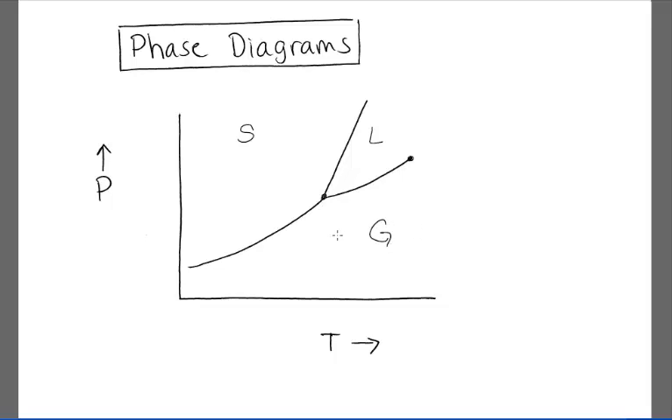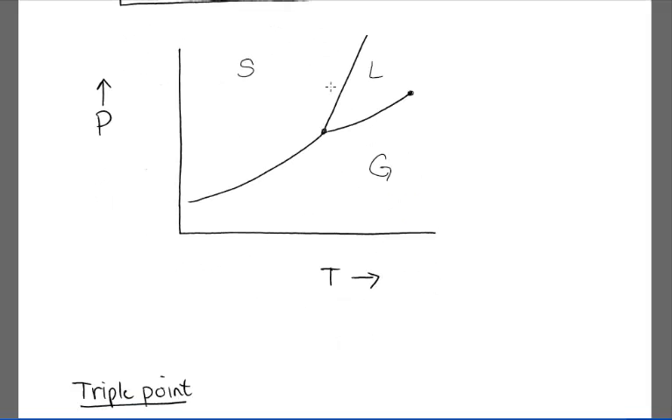All right, so the lines represent equilibrium between phases. This line here represents the equilibrium between the solid and the gas phase. The line here represents equilibrium between the solid and the liquid phase, and this line here represents that between the liquid and the gas. There is a point where all three of the lines come together, and that is known as the triple point.